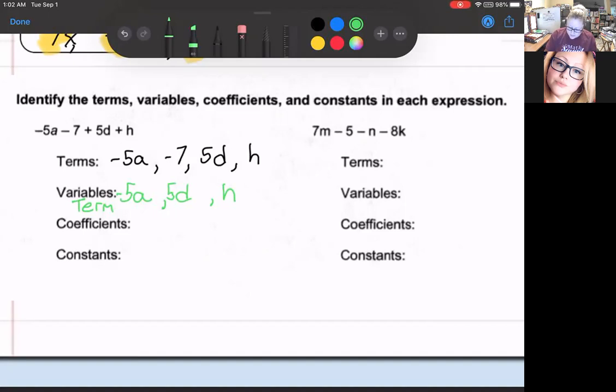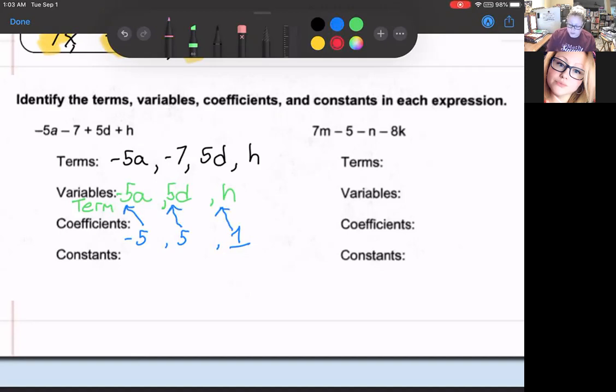What are our constants? Do we have any numbers in that expression? Or excuse me, we're going to do coefficients, my bad. What are the coefficients? So what are the numbers in front of our variables? We've got that negative 5, that 5. And technically, if you do want to be tricky, like we said, there is a 1 attached to that H, right? So we're going to draw an arrow to each one of these so we know what it was originally attached to.